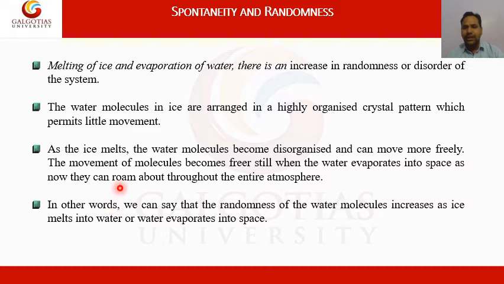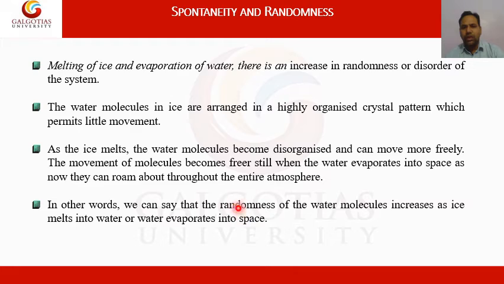So in other words, we can say that the randomness of water molecules increases as ice melts into water or water vaporizes into space. In any system where, for example, ice is converted to water, the randomness will increase, and when water is vaporized by heat, the randomness increases further, meaning the disorder of the system is increased.